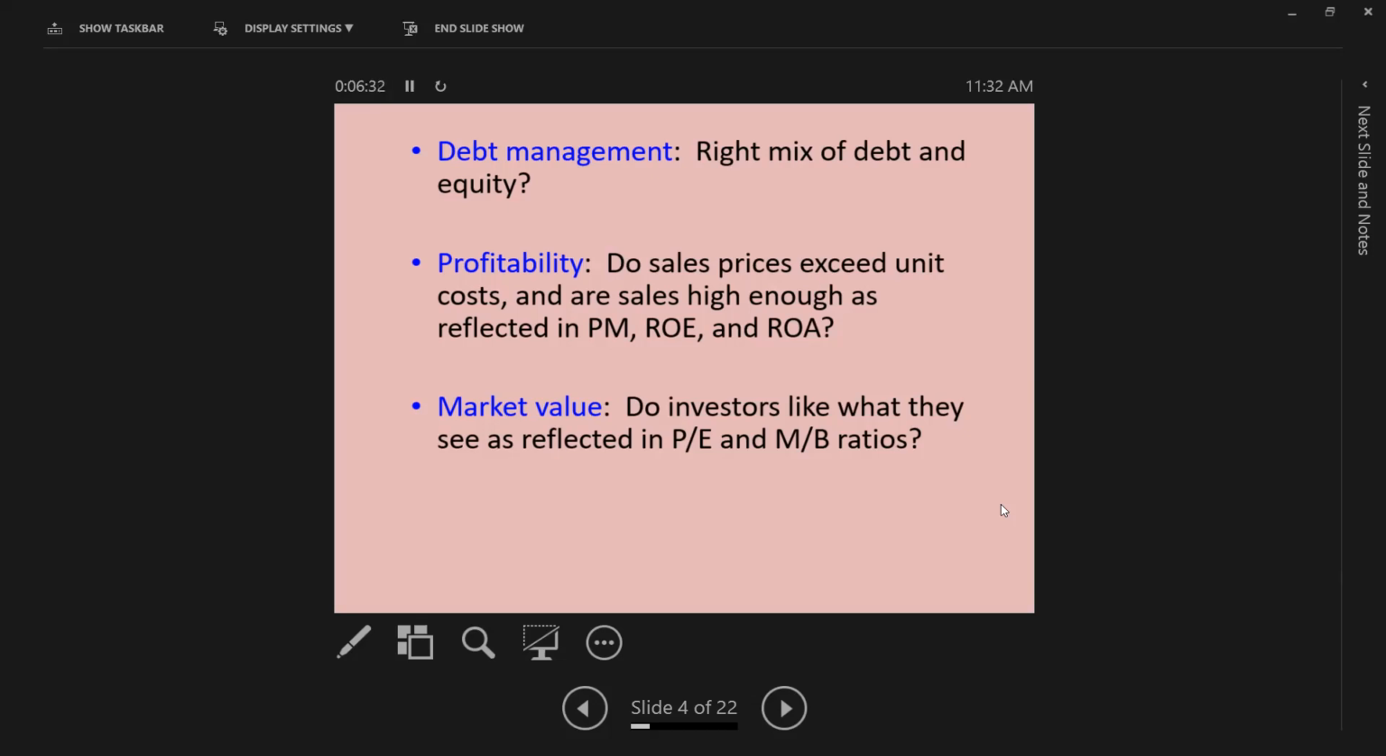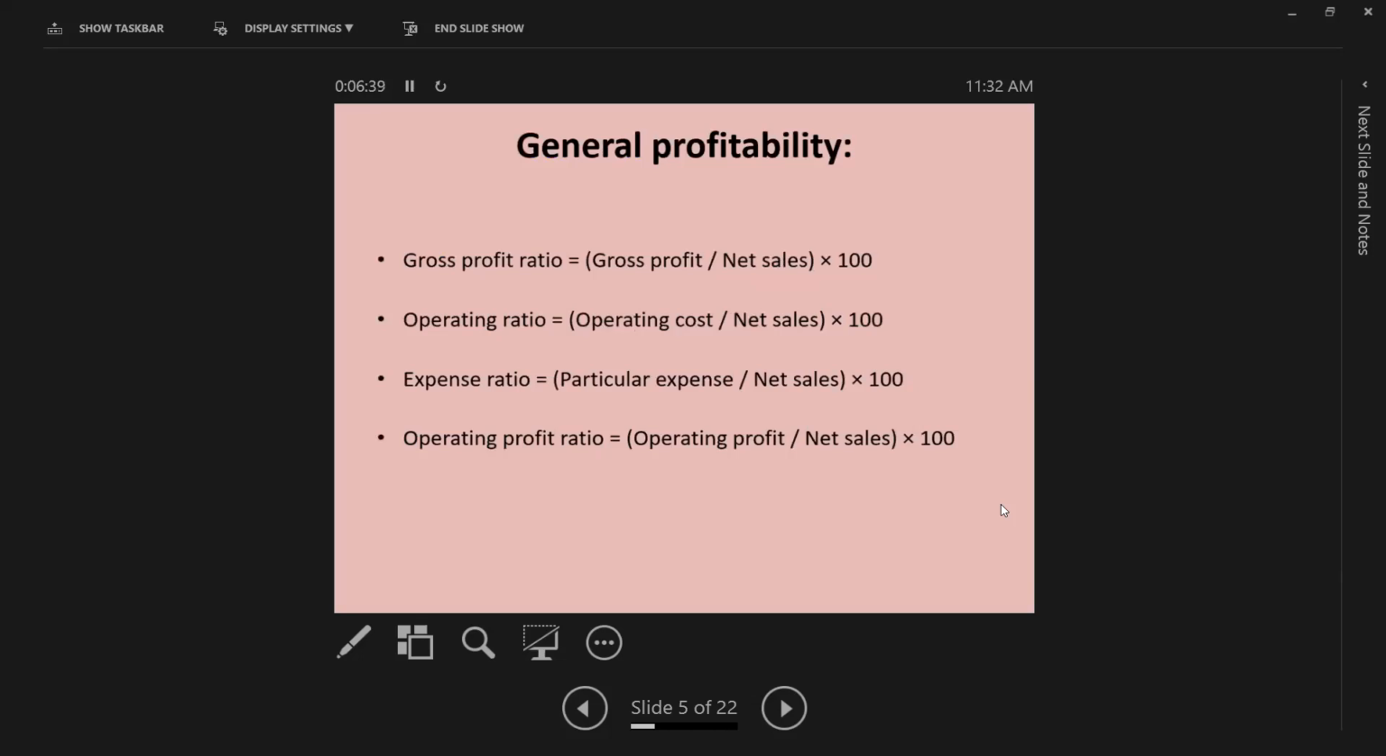Therefore, rather than going for the book value, we are preferring to go for the PE ratio. Then we are moving to the general profitability ratio. So here you can see we can measure the general profitability based on the gross profit ratio. Here gross profit is divided by the sales and multiplied by 100.